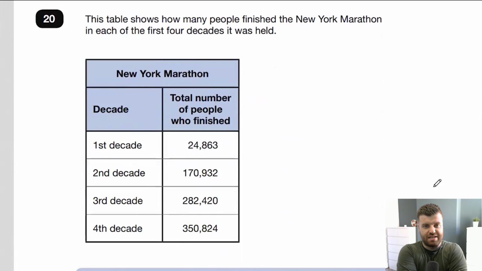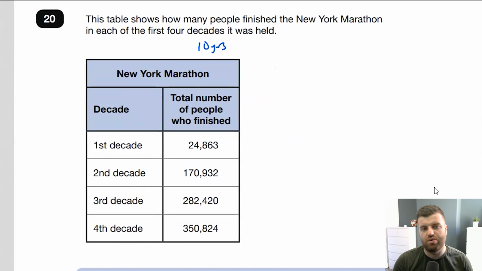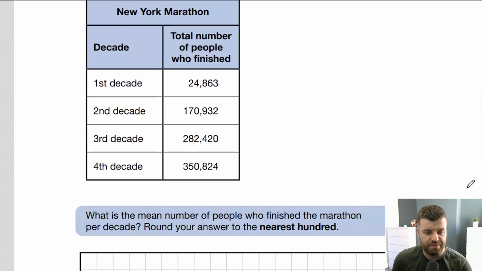My goodness, this question had so many steps. I couldn't believe it. This table shows how many people finished the New York Marathon in each of the first 4 decades that it was held. A decade is every 10 years, but it's not really important to this question. New York Marathon, there's a decade, number of people who finished. What is the mean number of people who finished the marathon per decade? Then round your answer to the nearest 100.